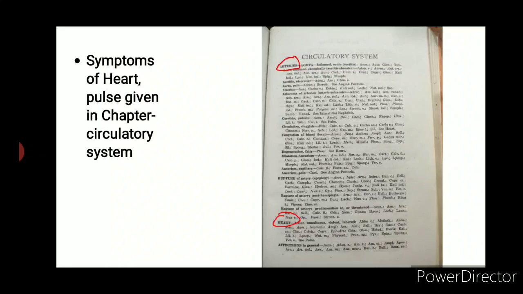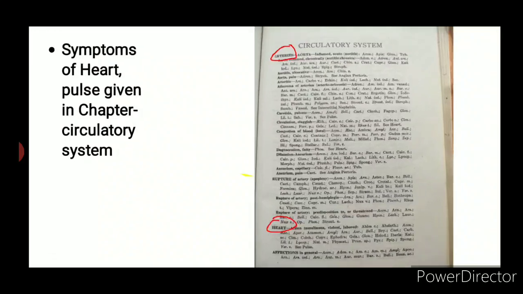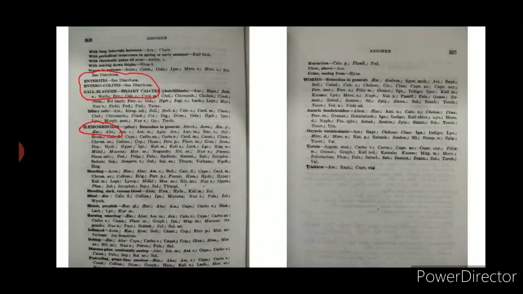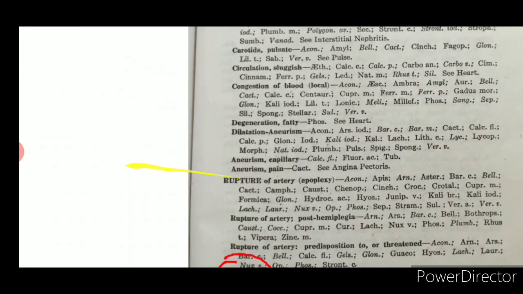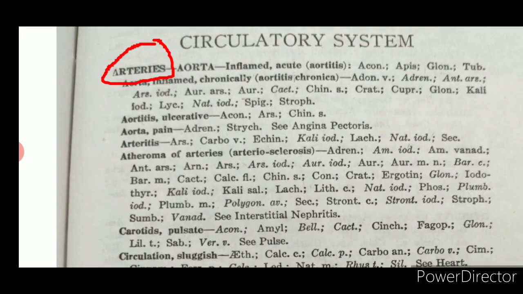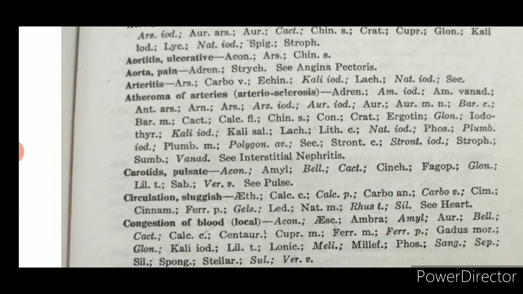The symptoms of heart and pulse and all conditions of arteries and circulatory system are given in the chapter of circulatory system. Okay, so first, that is the circulatory system. You will find the main rubric related with a specific organ. So here he has included the first organ or tissue like arteries, and there you will have different conditions of aorta. Then you have atherosclerosis, given in a bracket.